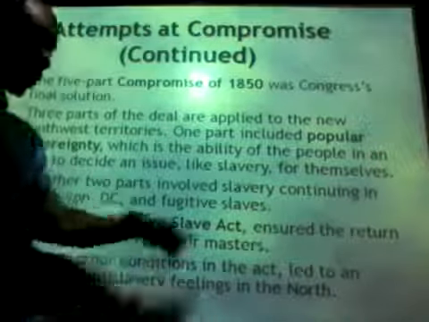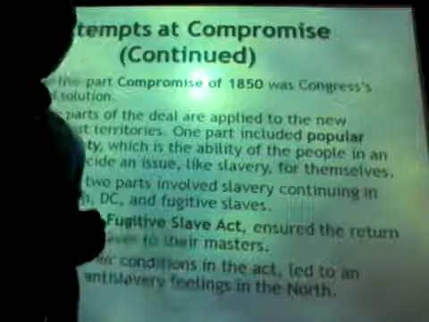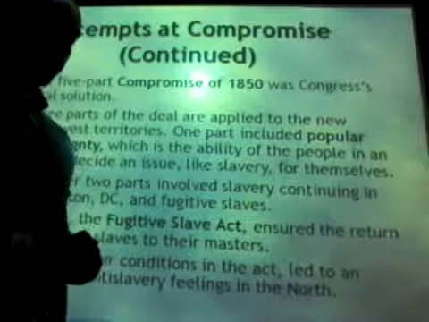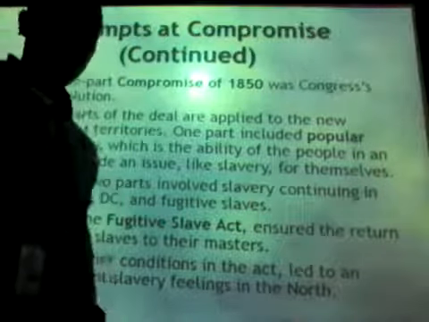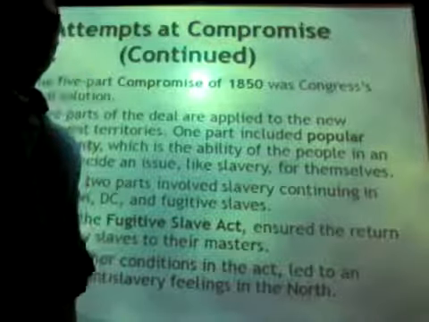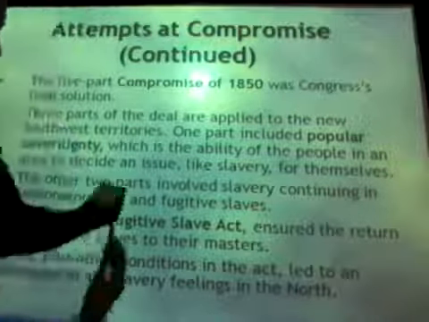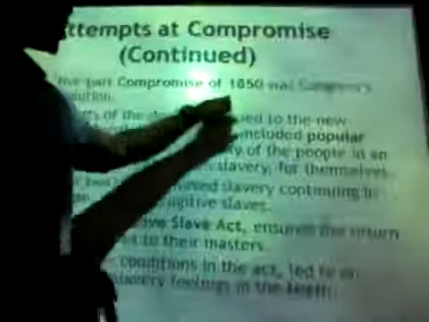Now, the Fugitive Slave Act. This act was another big part of the agreement that allowed slave owners to recapture their slaves no matter where they ran. So even if they ran to a free state, slave owners could hire someone to capture them and bring them back. And let me go back real quick. That was a part of the Compromise of 1850.